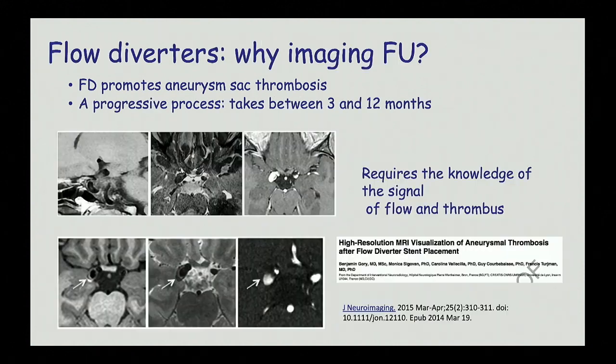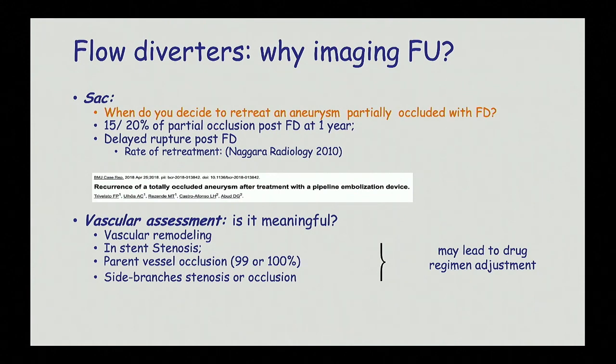We published this paper showing the progressive thrombosis of the aneurysm we saw on MR. So we have to understand and we have to know the signal. We have to understand with MR what is a flow inside the aneurysm, what is a slow flow, and what is a thrombus, to understand clearly with MR. But not only, I think that we need to do DSA for the patient, at least at 1 year.